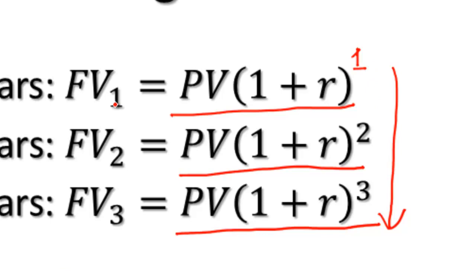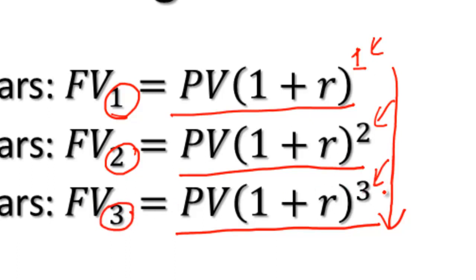So if it is future value after 1 year, then the exponent is 1. If it is future value after 2 years, then the exponent is 2. If it is the future value after 3 years, then the exponent is 3. So we can understand that if we want to calculate the future value after 50 years, then perhaps this exponent will be 50.